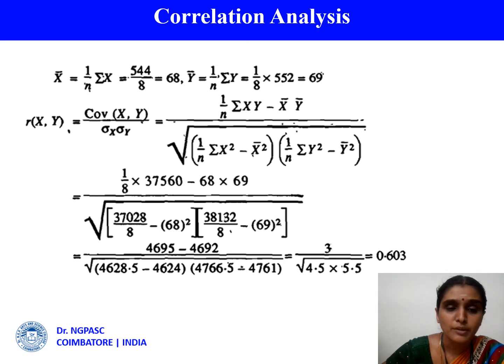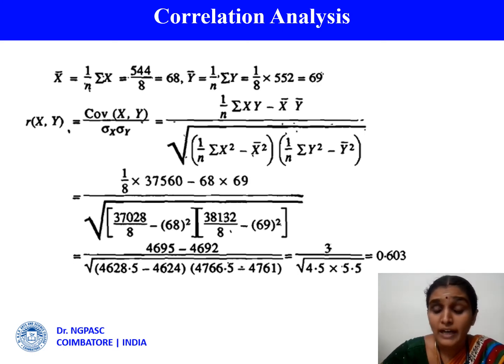Here r of x comma y is equal to 1 by n into summation xy minus x bar into y bar divided by square root of 1 by n into summation x square minus x bar the whole square into 1 by n into summation y square minus y bar the whole square. Substitute the respective values and simplify, you will get the result 0.603. Now you see the value r is equal to 0.603. So it lies between plus 0.5 and 1. So we can say it has a high degree positive correlation.